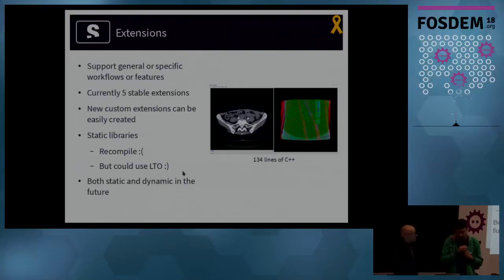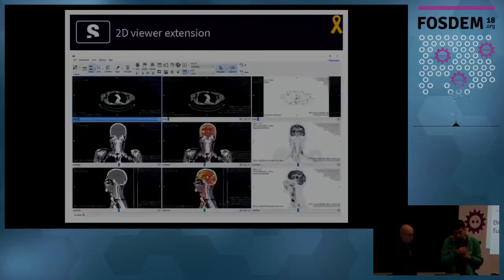Now, extensions are implemented as static libraries. This has the downside that you must recompile Starviewer to add them, but you have the advantage of using linker time optimization. In the future, we want to support both static and dynamic libraries.